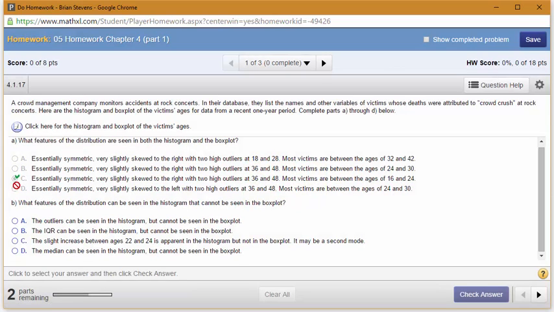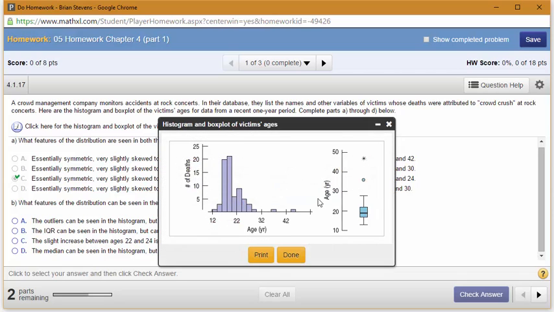What features of the distribution can be seen in the histogram that cannot be seen in the box plot? Well, the histogram really tells you the shape. You won't be able to see the shape that well in the box plot. So we can see the outliers in both, so that's not really a concern to us. The outliers are available. There's the outliers in the histogram. There's the outliers in the box plot.